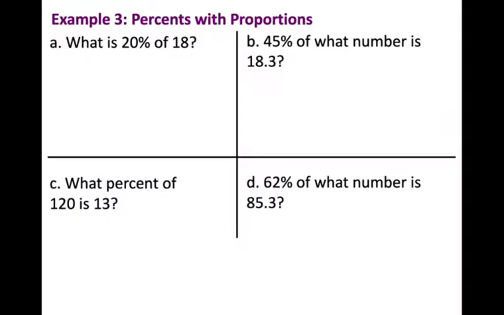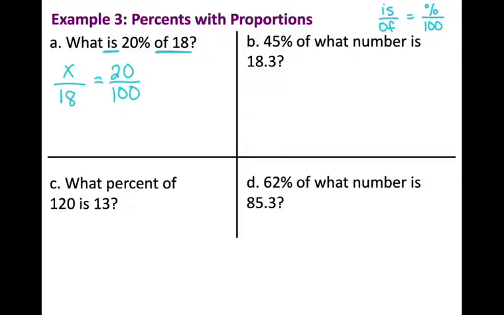The next example is just going over percents with proportions once again. I highly recommend you pay attention to the way this is set up. I like to set it up as is over of equals percent over 100, and pay attention to the way things are worded. So what is 20% of 18? I don't know my is, but I do know my of is 18, equals 20% over 100.